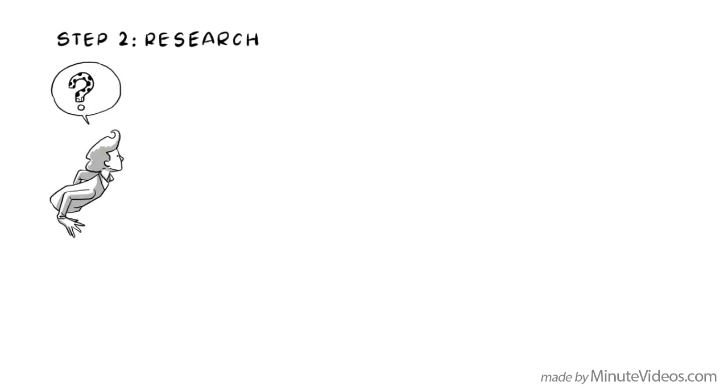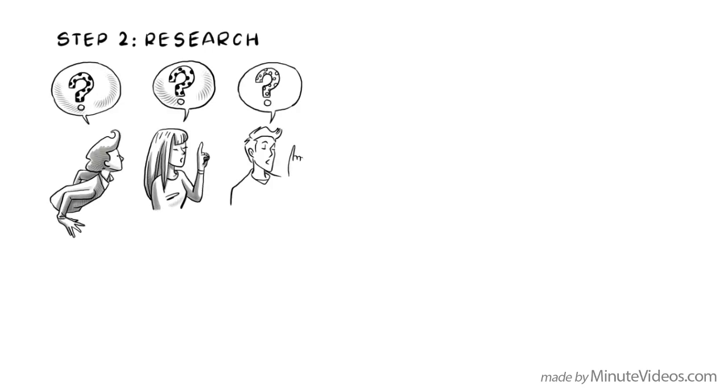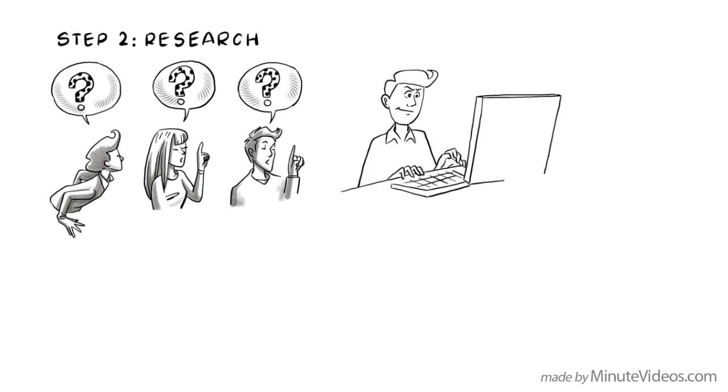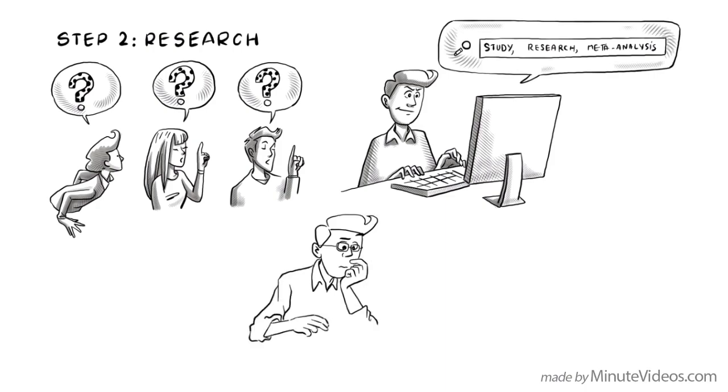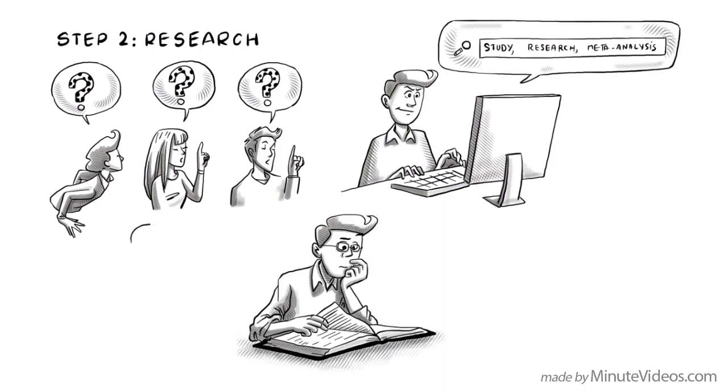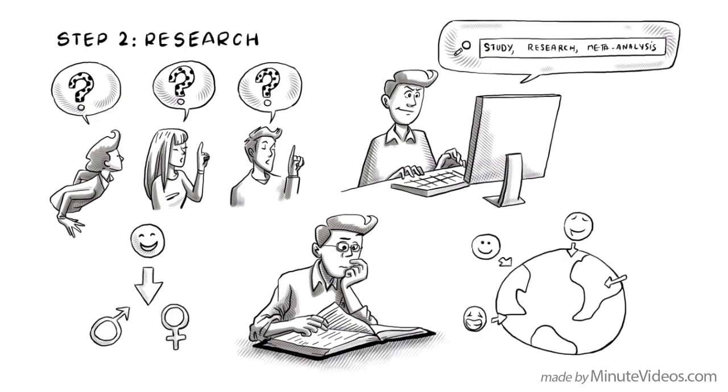Step 2. Research. Find out if other people have asked the same or similar questions. If you research online, use search terms like study, research, or meta-analysis, which is a summary of research for a specific topic. Read as much as you can about your particular subject to see what you can find out. For example, research happiness based on gender or study the science of smiling in different cultural contexts.